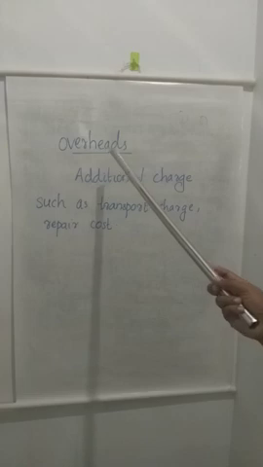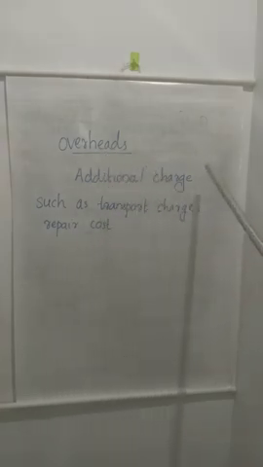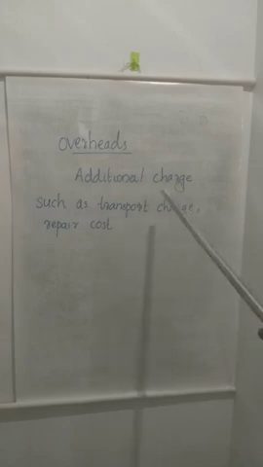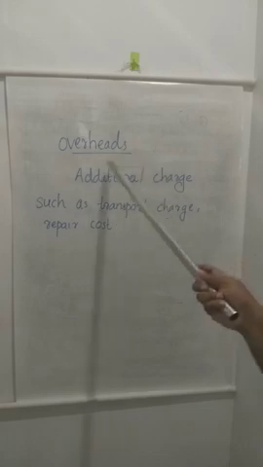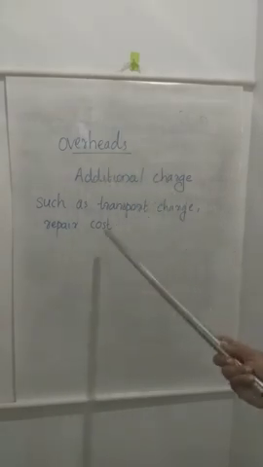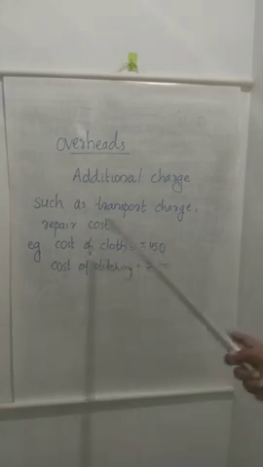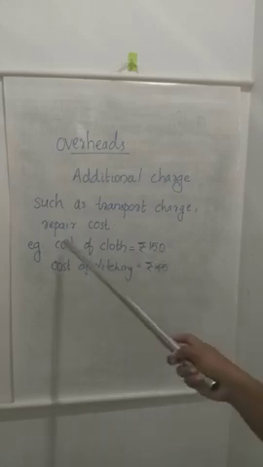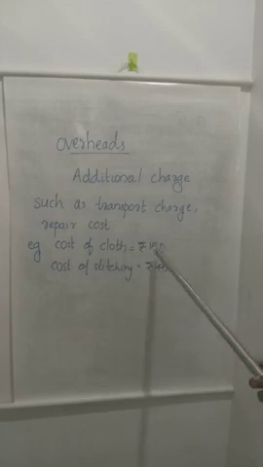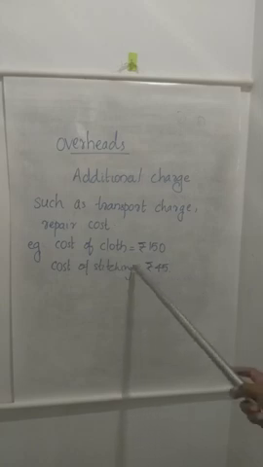Now overheads. What do we mean by overheads? Additional charges such as transport charge, repair cost. Such additional charges are known as overheads. If we take an example, cost of cloth rupees 150, cost of stitching rupees 45. So here the cost price is 150. Along with it, we are having an additional charge 45.